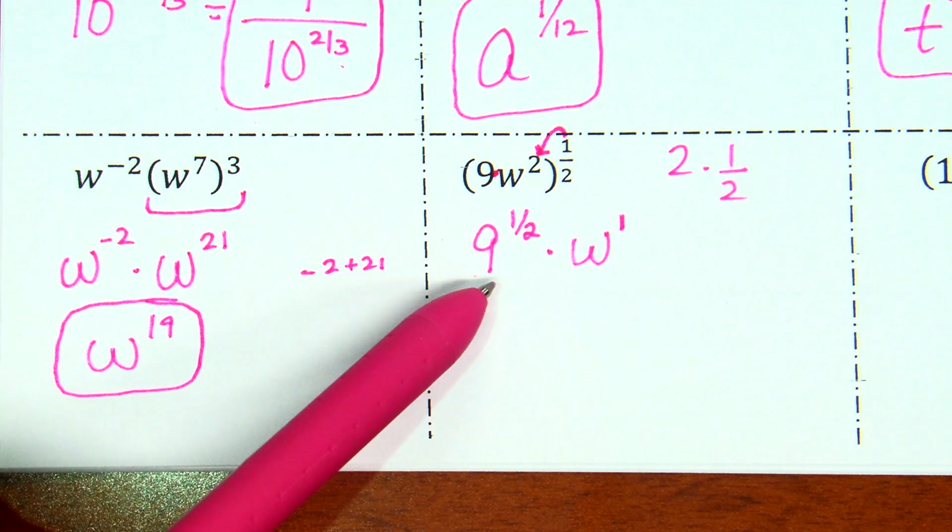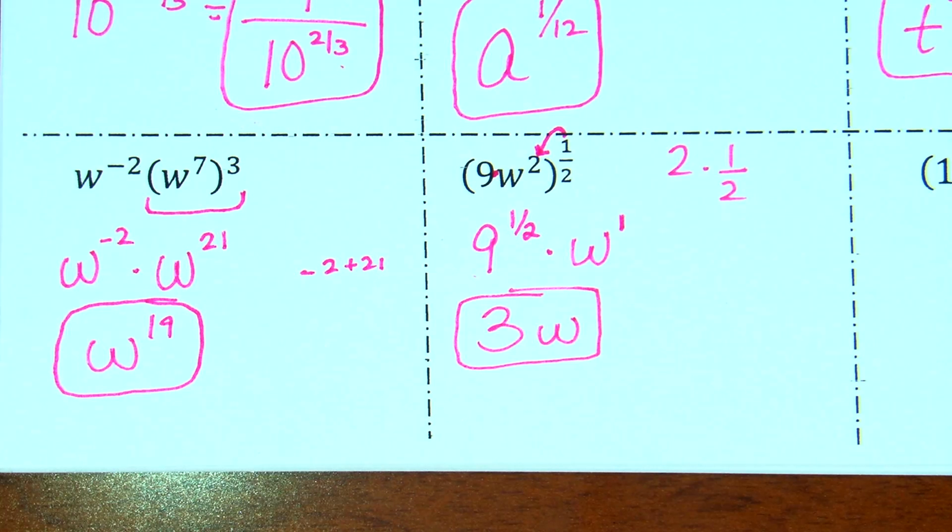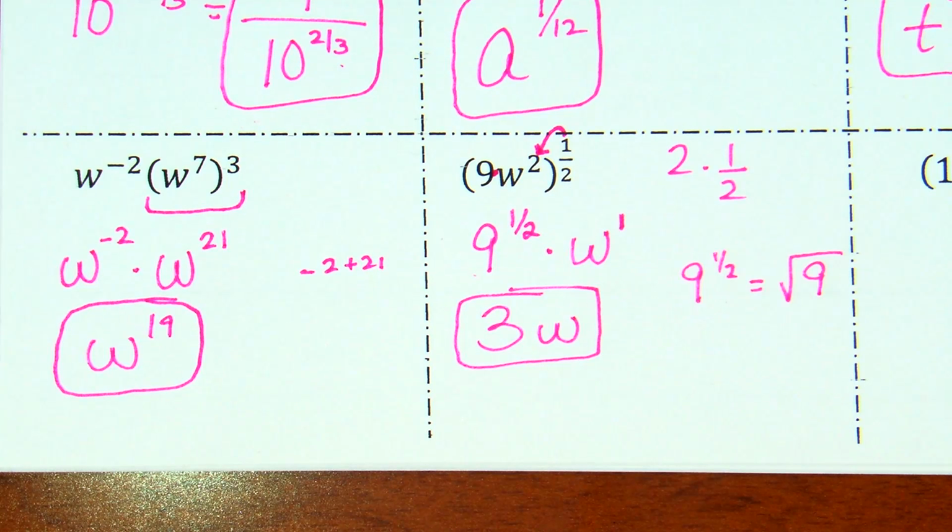W to the 1st is the same as just saying W. And so this answer is going to be 3W. So the point I was trying to make is 9 to the 1/2 is the same thing as saying the square root of 9. When you have that 2 in the denominator, it says to do the square root. So you might see those a little bit. We'll talk about those more in lesson 7.5, which we'll hit later this week. But I wanted you to kind of see that. Okay?